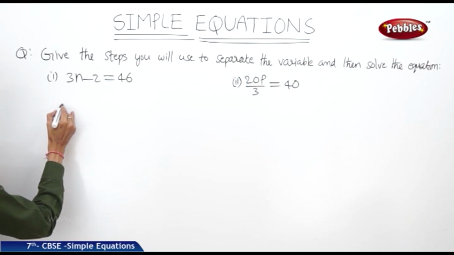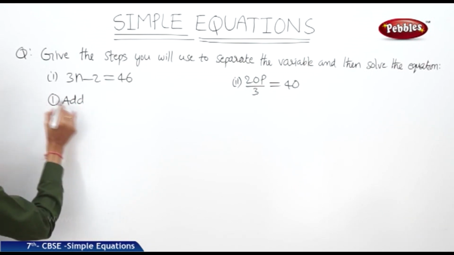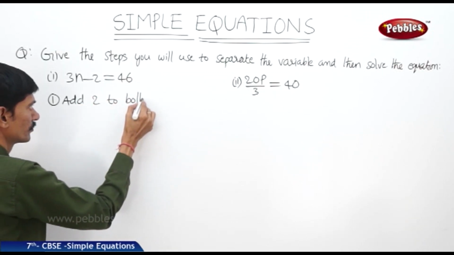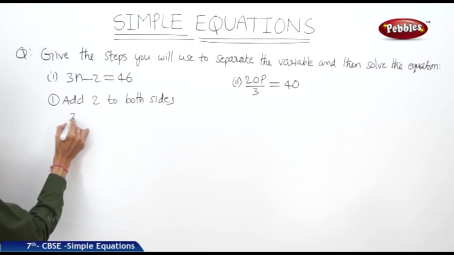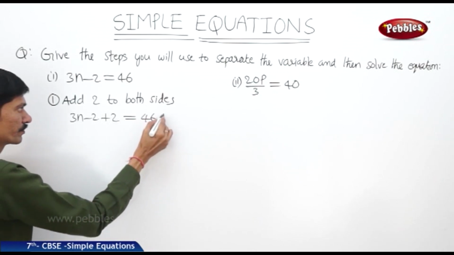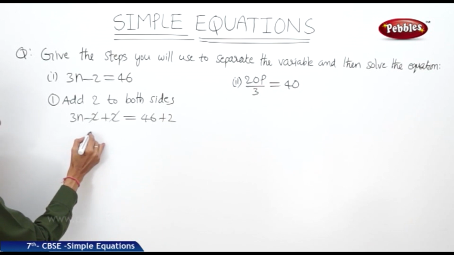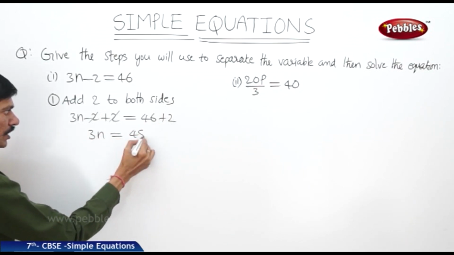So here, the first step is add 2 to both sides. So then we get 3n minus 2 plus 2 equals 46 plus 2. So here we can cancel minus 2 plus 2. Then we get 3n equals 46 plus 2 is 48.